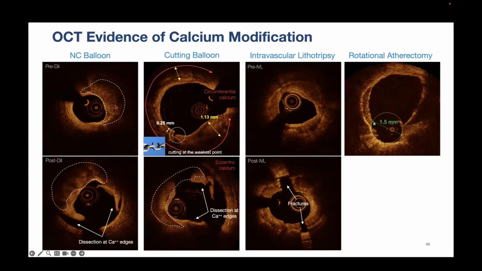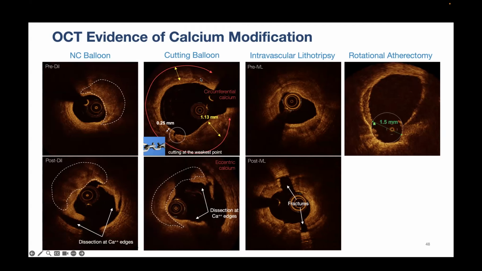Some examples by OCT that I have for non-compliant balloon. This is a very thick calcification. I did just non-compliant balloons, and again, what you have is dissection. There's some lumen gain, but by dissecting the edges, there's nothing happening with the calcium here.